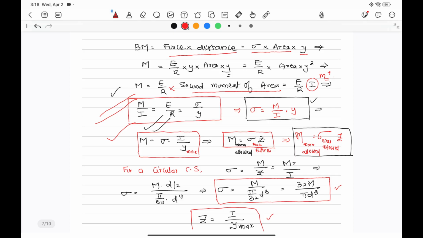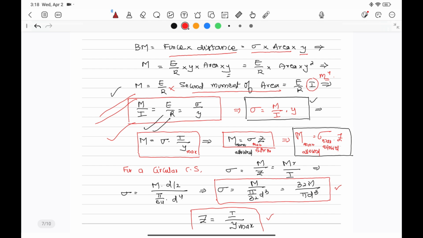Either way, you can find out the bending stress at a particular section because of some bending load applied. You can calculate the bending moment. From that, you can get the bending stress, and you can compare it with the code allowable stress. Then you see whether your bending stress is within the limit or not. If it is crossing the limit, it means that particular section design is wrong.